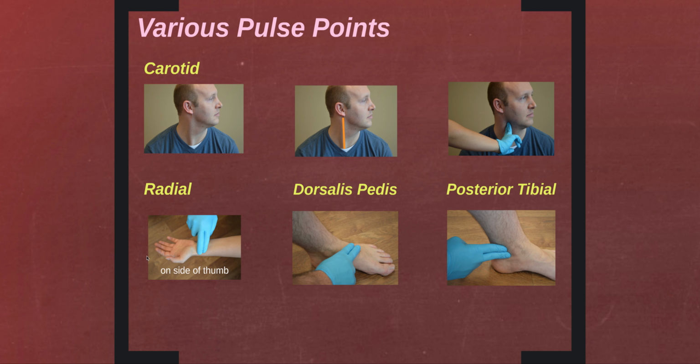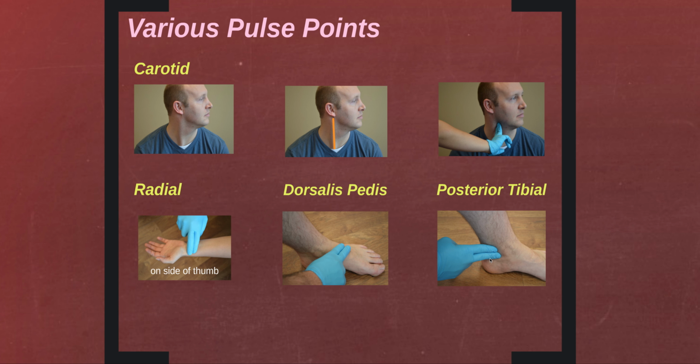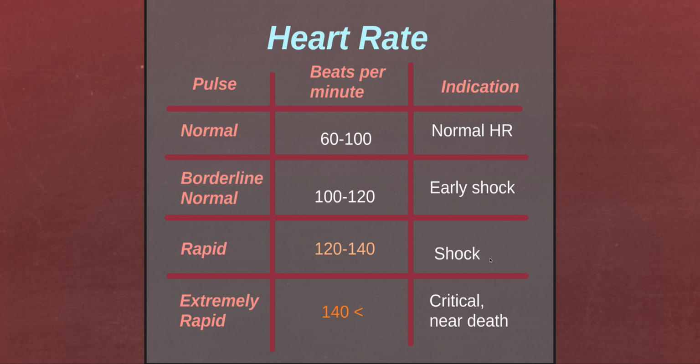Here we're demonstrating again the radial pulse on the side of the thumb, the dorsalis pedis pulse, which is on the top of the foot, and the posterior tibial pulse. A normal heart rate is between 60 and 100 beats per minute.